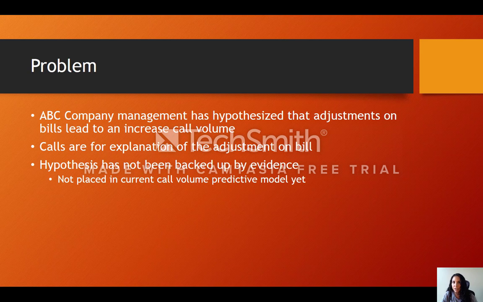So that's what Team Chai took on for this semester. We did a project to try to associate the call center and the billing data together and prove that assumption or that hypothesis and make a predictive model that includes billing adjustment data.